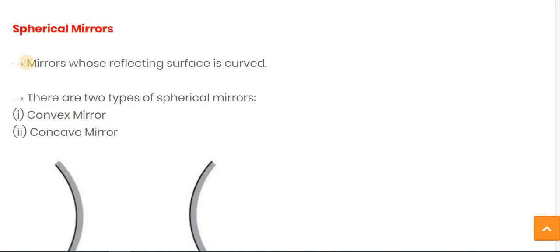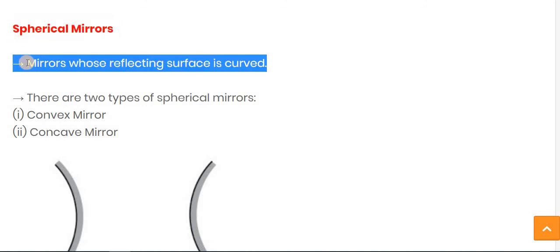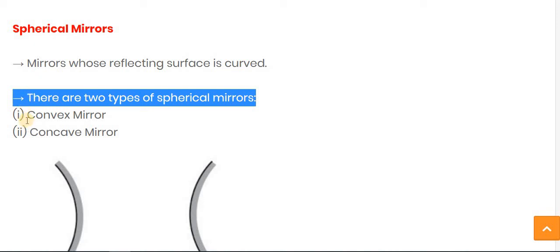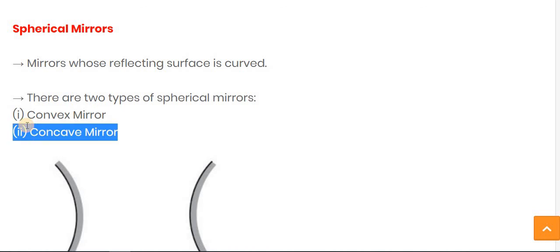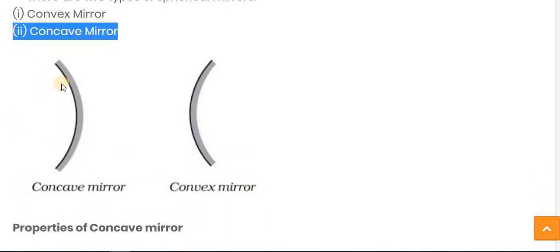Spherical mirrors are mirrors which have a curved reflecting surface. There are two types of spherical mirrors: the first is the convex mirror and the second is the concave mirror. Let's see. Here, this is called the concave mirror because the inside is the reflective surface and the outside is a polished sheet. So, this is called the concave mirror.